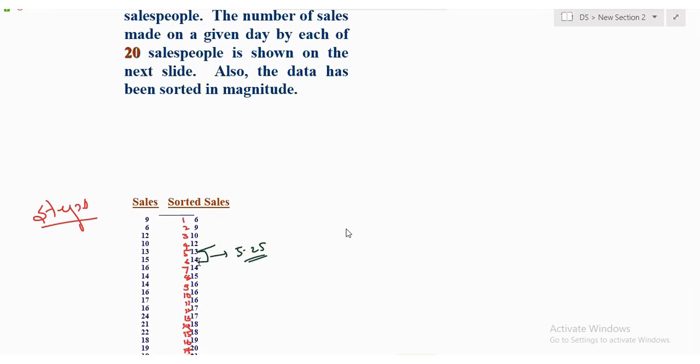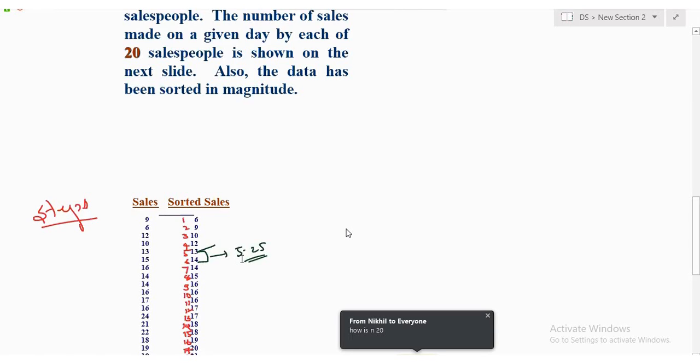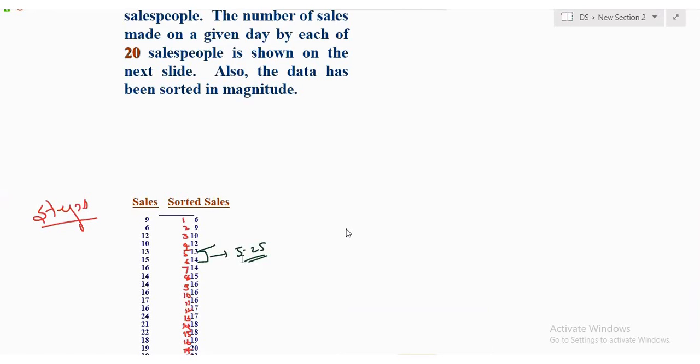The difference now is 10 rupees. What is the value I want to find out? 5.25. I need to divide that 10 rupees into how many parts? 4 parts. Each one is 2 rupees 50 paisa. So what is the 5.25 value at that time? 15.25. All are with me? Guys, all are with me?